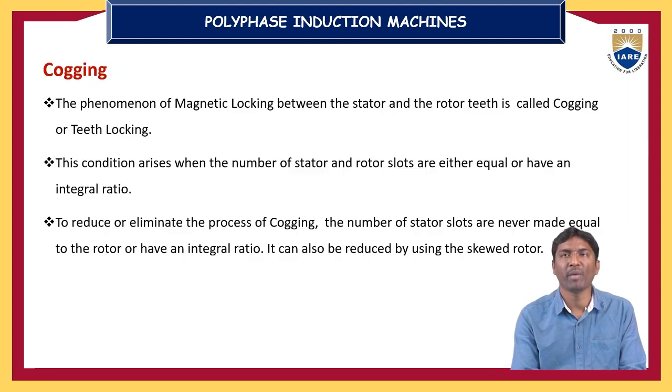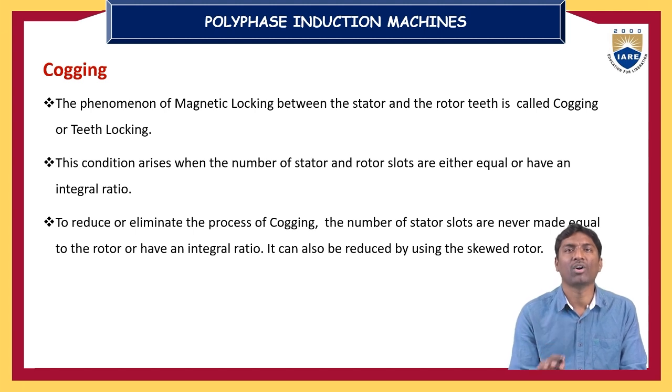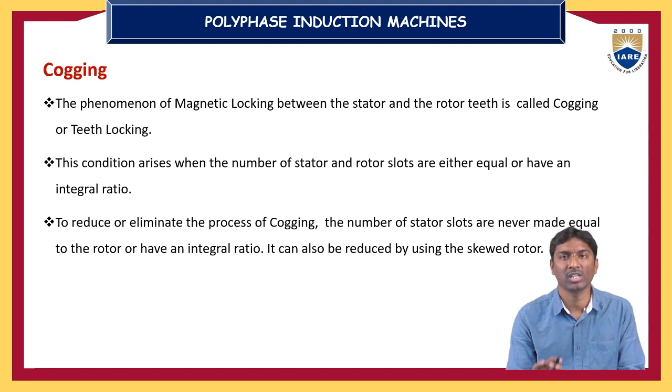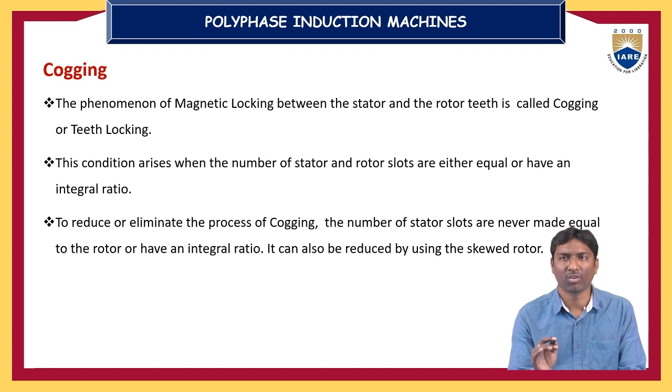The phenomena of magnetic locking between the stator and the rotor teeth is called cogging or teeth locking. This condition arises when the number of stator and rotor slots are either equal or have an integral ratio. So due to this, I am getting the cogging phenomena in the induction machine, in case of the squirrel cage rotor. To eliminate cogging, the number of stator slots are never made equal to the rotor slots or in an integral ratio.